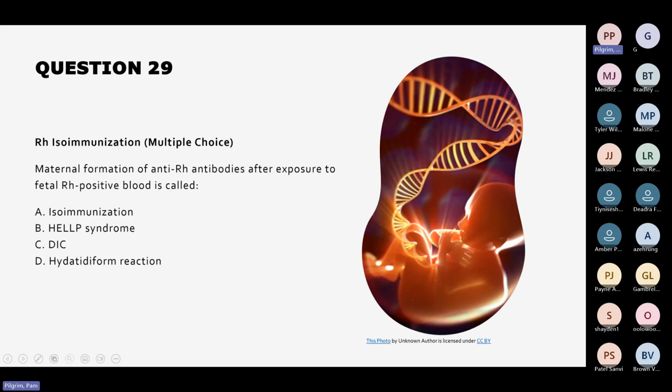Rh isoimmunization, maternal formation of anti-Rh antibodies after exposure to fetal Rh positive blood, is called what? And the answer is isoimmunization. Can you tell that AI helped me write these questions? That one needs corrected.